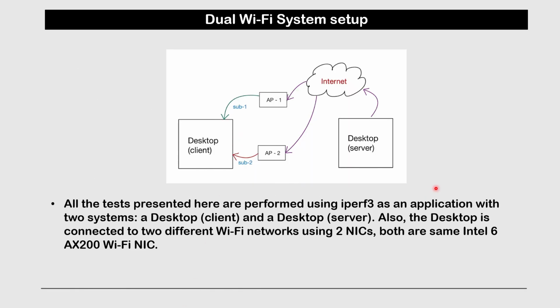So this is our system model. Here we are using a dual Wi-Fi system setup. So we have two systems, one which acts as a server, the other one acts as a client. Here the client is connected with two access points using two separate Wi-Fi NICs, and then at the back end these access points are connected with the server through the internet.